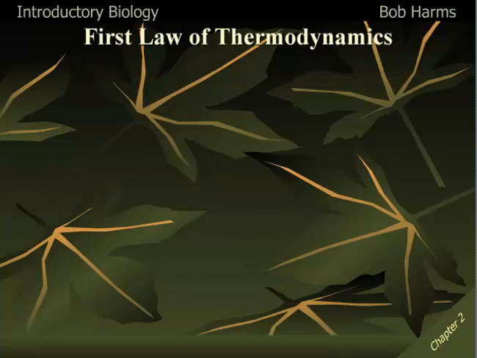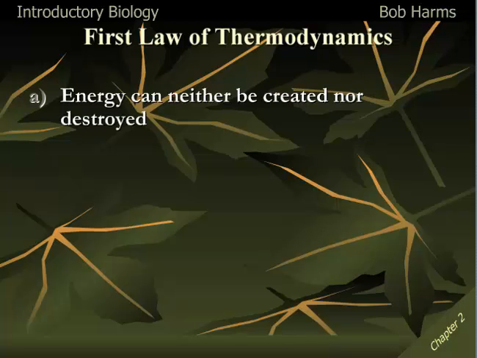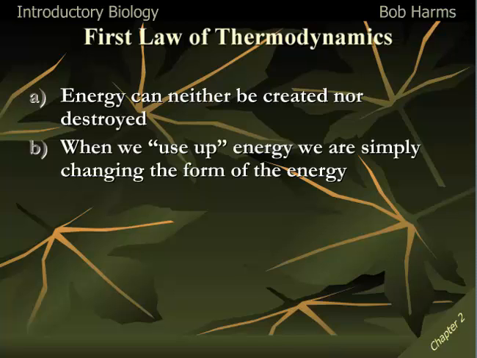Now physicists explain how energy works by the laws of thermodynamics, and there's two basic laws of thermodynamics. The first law tells us that energy can neither be created nor destroyed. And so we can't make energy, we can't get rid of energy or make energy disappear. Now we use terms all the time like we're going to use up energy or I'm going to burn some energy and so on. But when we use those terms, what we're really doing when we use up or burn energy is we're simply changing the form of that energy, changing that energy from maybe stored up energy in terms of food into kinetic energy.